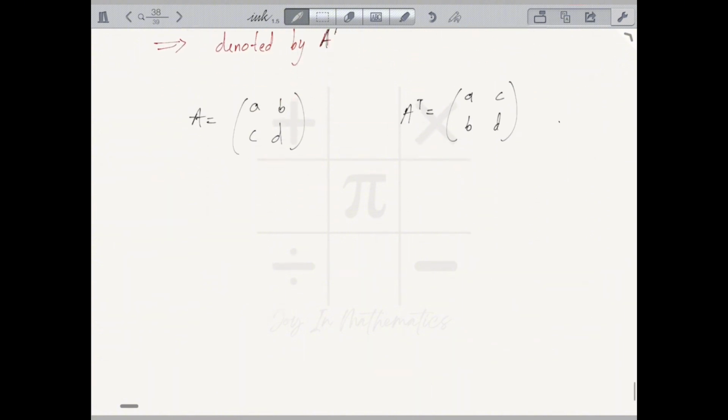Let's take an example. I have A equal to 1, 2, 3, 4. Now, A transpose is equal to what? The first row becomes the first column, 1, 2. The second row, 3, 4, becomes the second column, 3, 4.